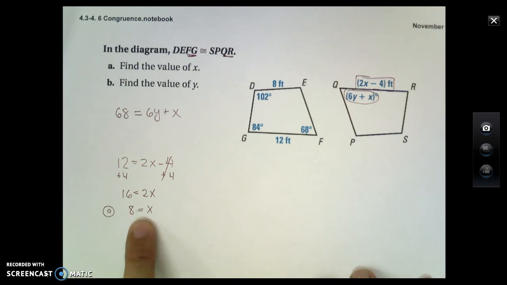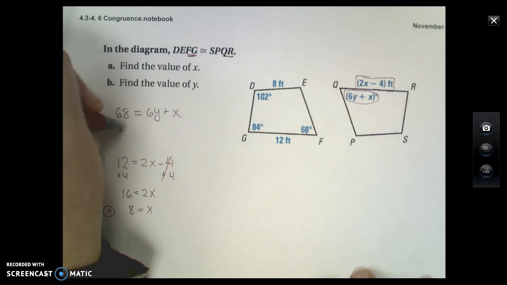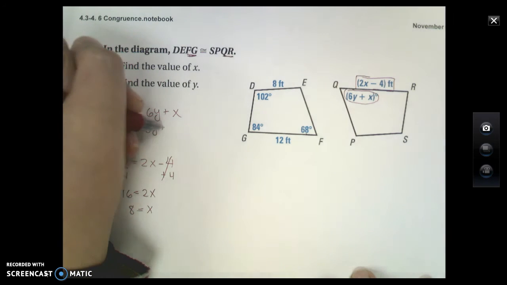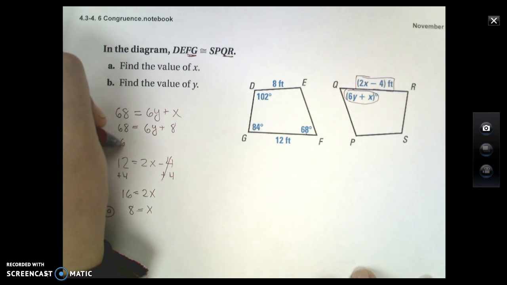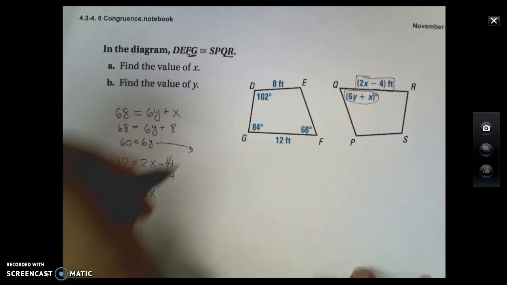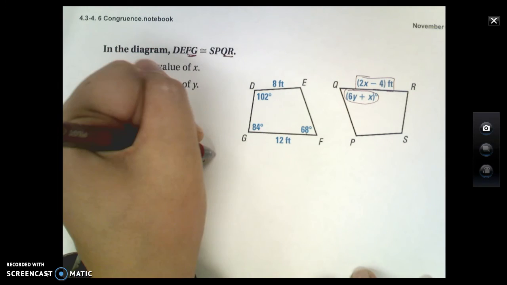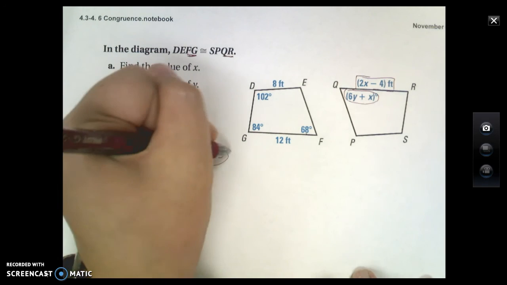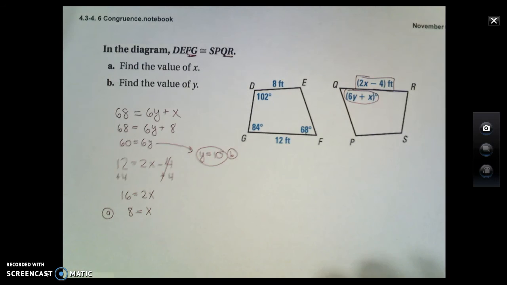I'm going to need to apply this now into my other equation to help me find y. So let's go ahead and substitute in the 8, and now I can solve. So we should have 60 equal to 6y. I'm running out of space. But when you divide that, I should get y is equal to 10. And that's going to be my answer for part B.